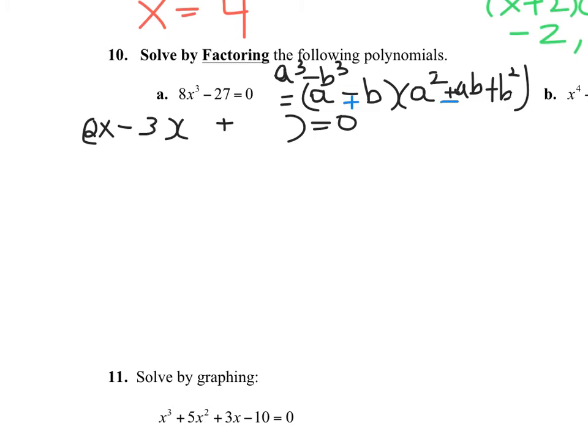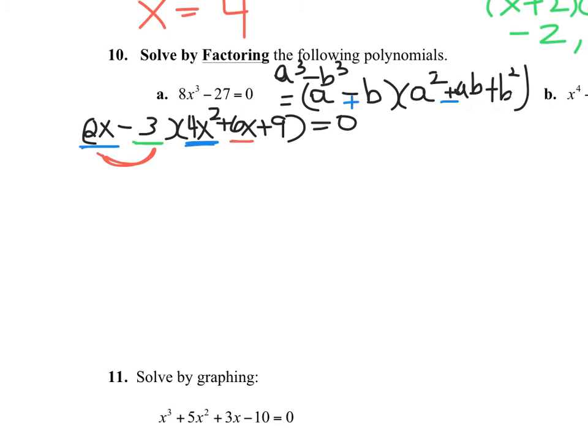You're going to take this 2x, and you're going to multiply it by itself, 2x times 2x, square it, and you're going to put it right there. For the middle term, you're going to take these two together. You're going to put that in the middle. So 2x times 3 is 6x. And then finally, for the last term, you're going to take negative 3 and square it, which is positive 9.